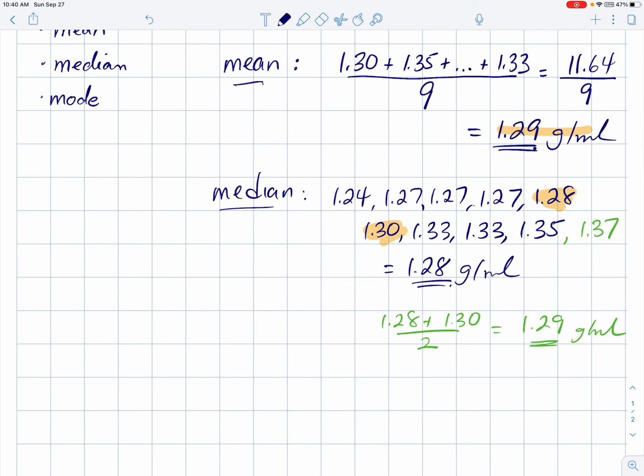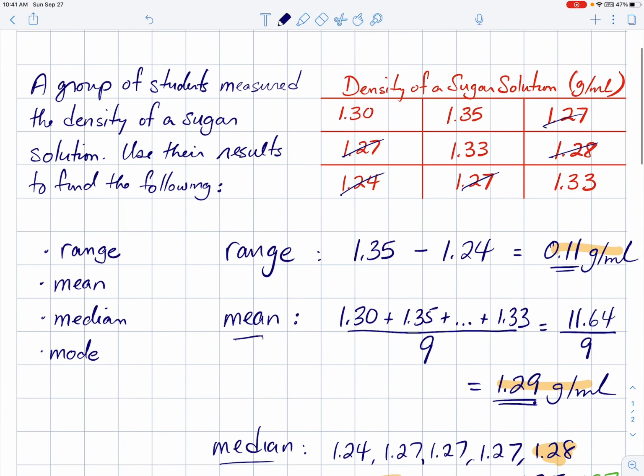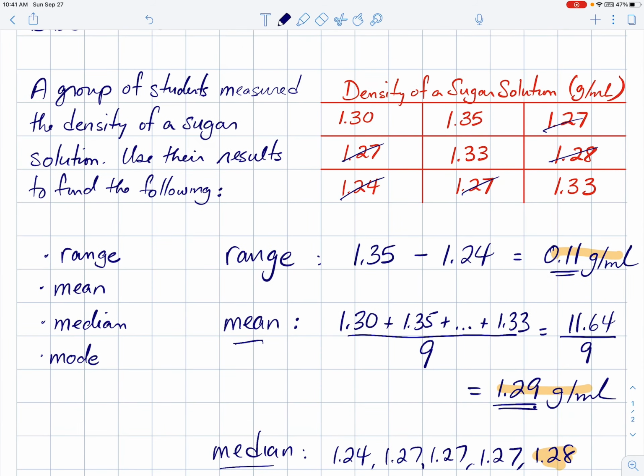Now the last average that we're going to calculate here is the mode. The mode is the most common value. It's the one that you see most often among your measurements. You don't always have a mode. Maybe all 9 values were unique. There's no value that repeats.